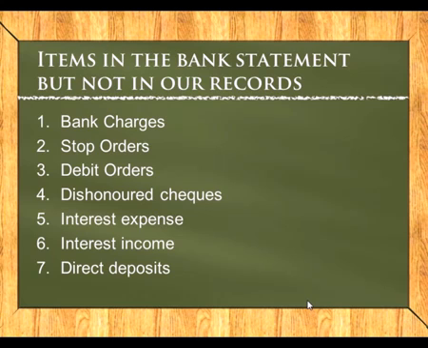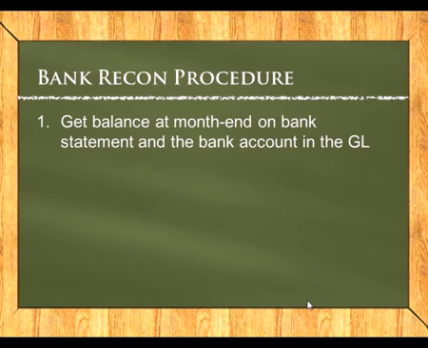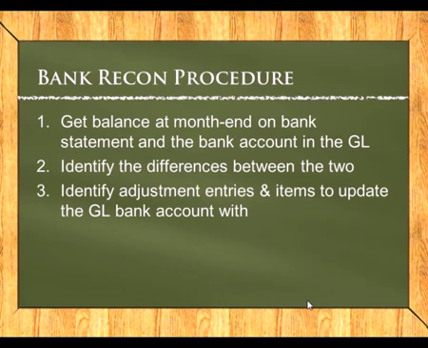The procedure we would follow to actually prepare a bank reconciliation would be, first of all, to get the balances at month end on the bank statement and our bank account in the general ledger. Compare the two balances and identify the differences between them. Then we identify any adjustment entries and items to update the general ledger. So it's those items that appear on the bank statement that we don't find in our records, and also those items that appear on our records that we don't find in the bank statement.